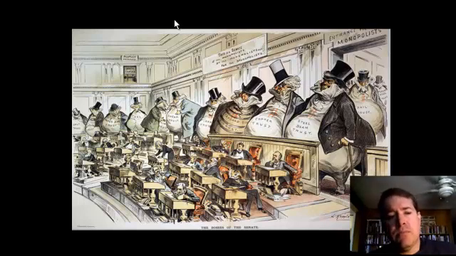Some of this criticism is earned because these wealthy individuals will use their power. They will use their influence to dominate not just the American economy, not just to run out small competitors, but also to influence lawmaking, to influence tax policy.